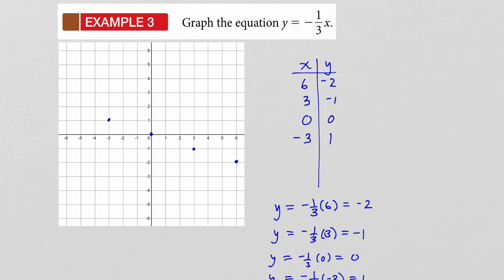Now, there are lots of other numbers that we could have plugged in between all of these numbers. And what you would have seen if you would have plugged in numbers in between, say, 3 and 6, is you would get points in between these 2 points. So I'm going to connect these points. And of course, the graph of this equation here is a straight line. So what we're doing is we're graphing ordered pairs that satisfy this equation to show the relationship between the variables y and x if y is equal to -1/3 times x.